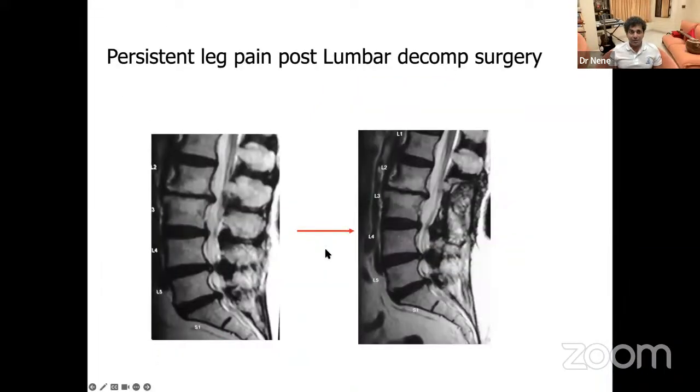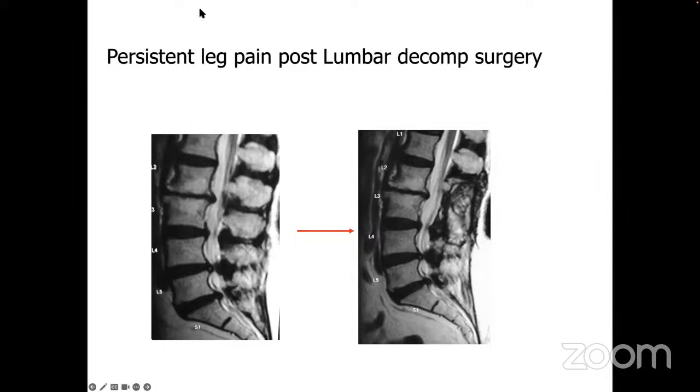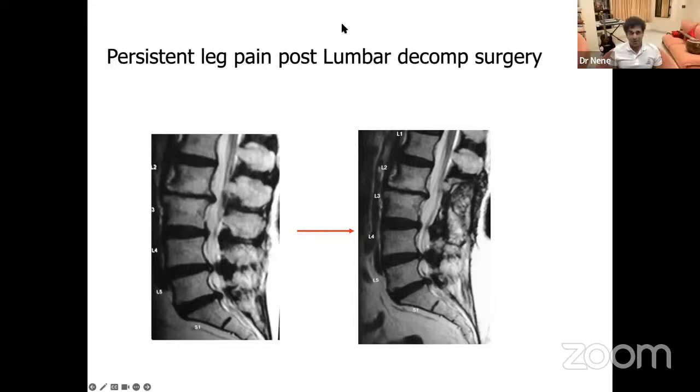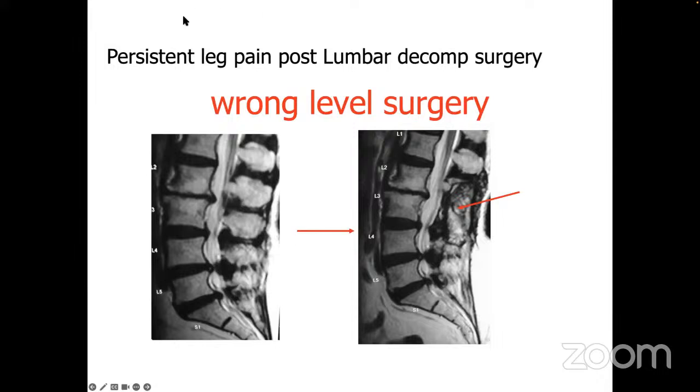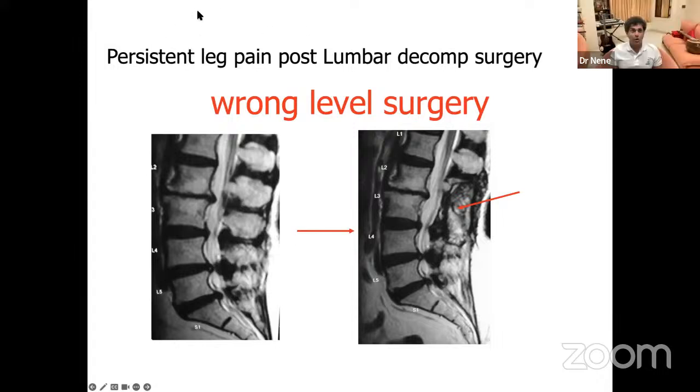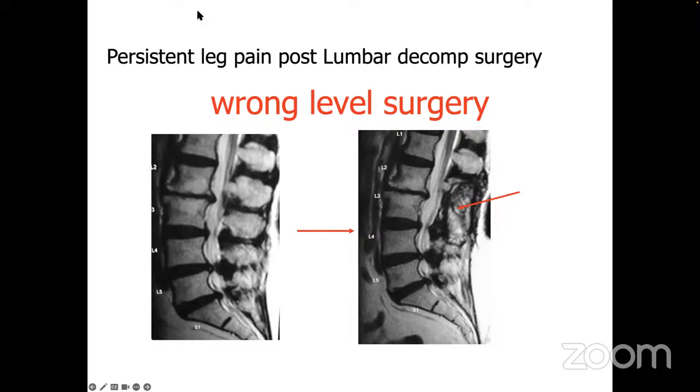All right, what is this? This person had a decompression and had persistent pain after the decompression. This is the pre-op MRI on the left, post-op MRI on the right. What would you say this is? Inadequate lumbar decompression because the lateral recess is still there. So lateral recess decompression. Come on, give a better answer than inadequate. Don't be inadequate. It's a wrong level surgery. The compression is here and the decompression is done at the top. Right? So it's a wrong level surgery. Can you see that?